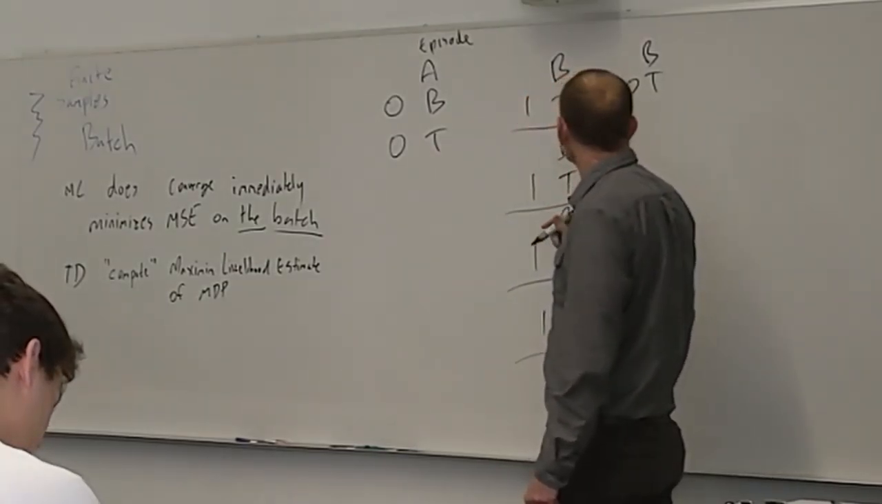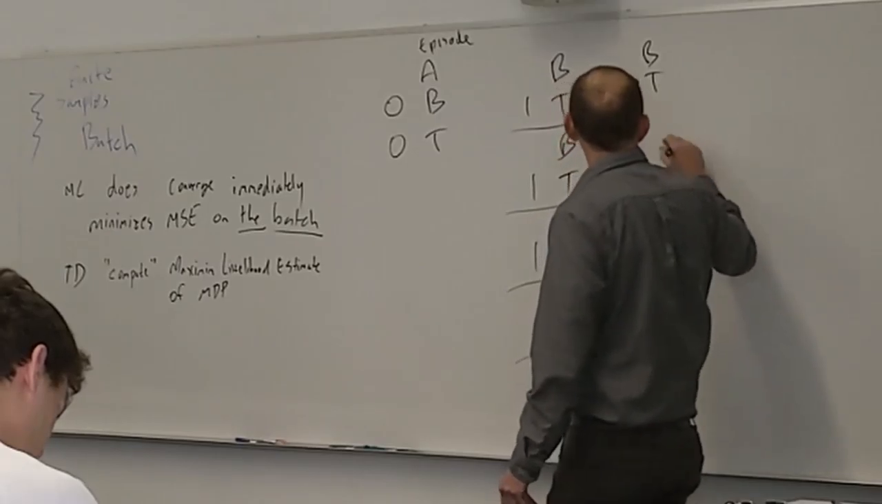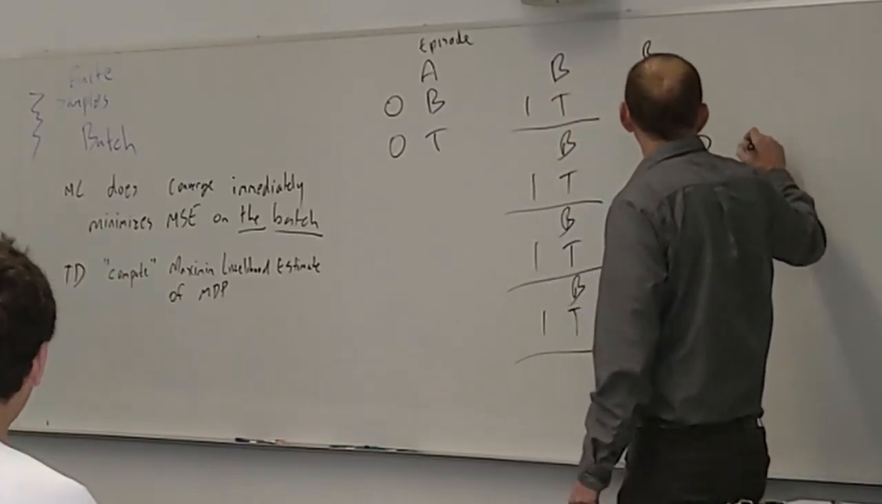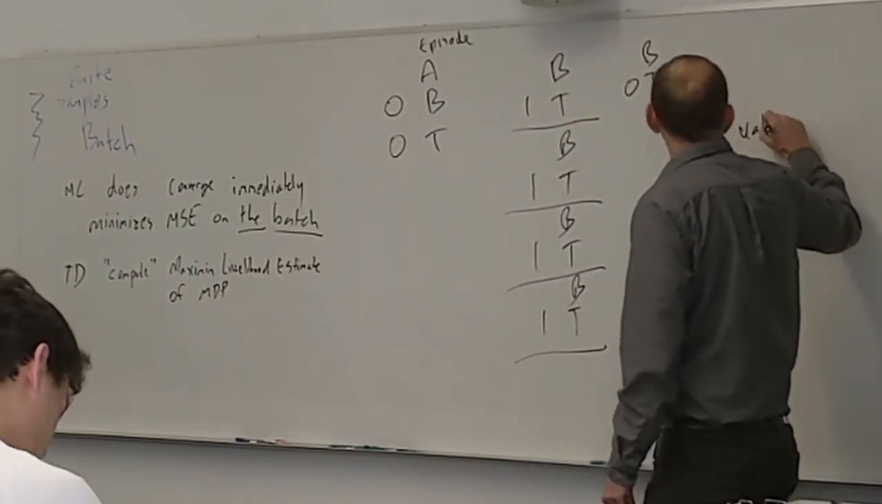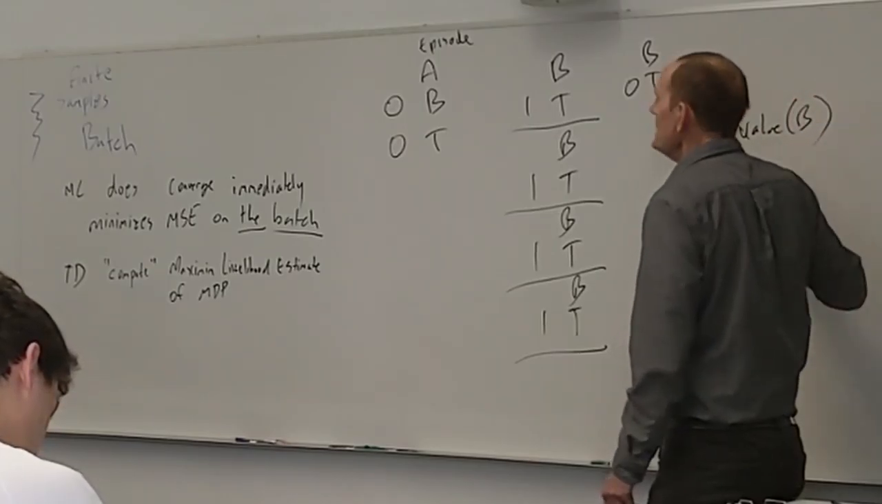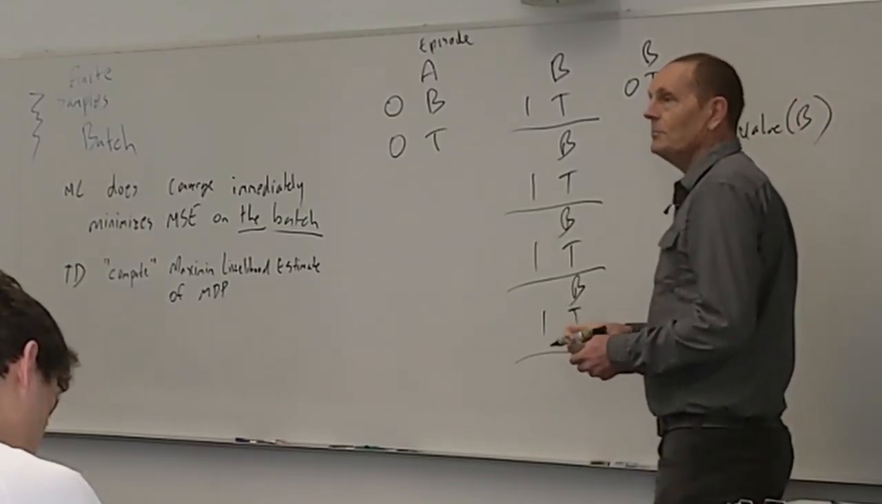So here, TD would say, what's the value of B? McKenna.